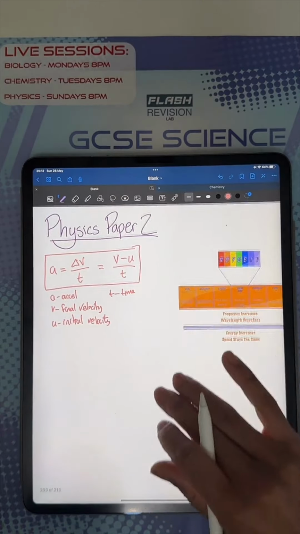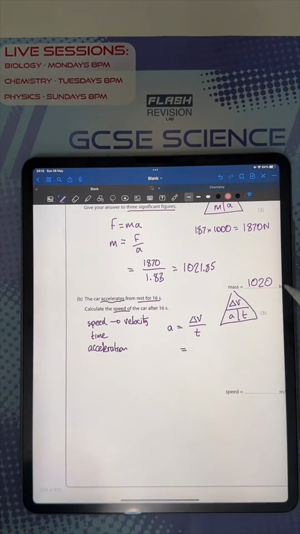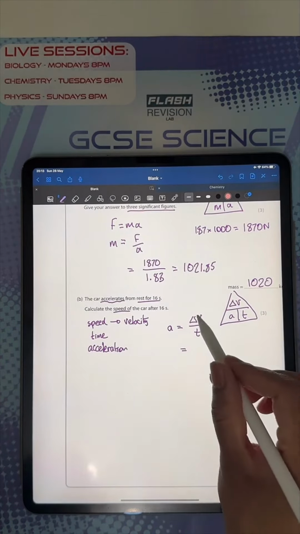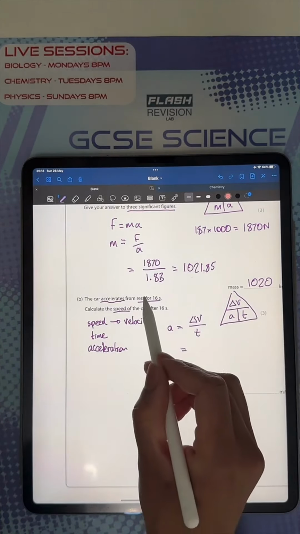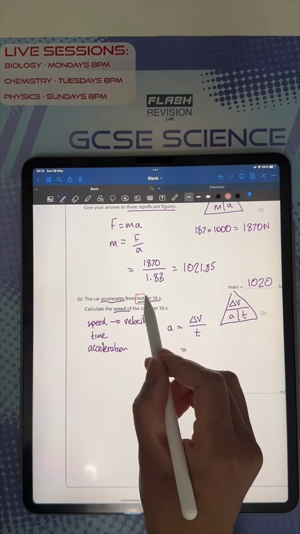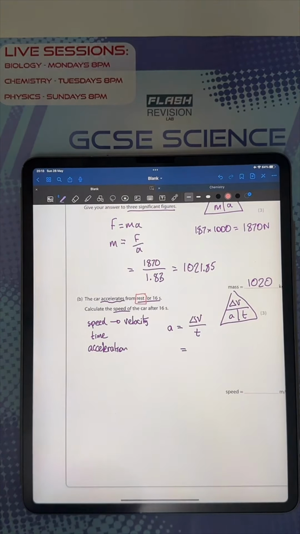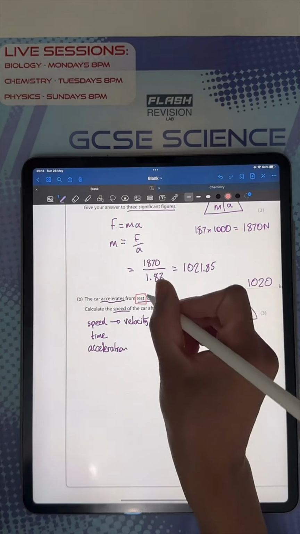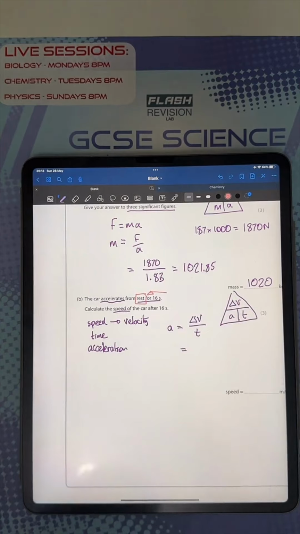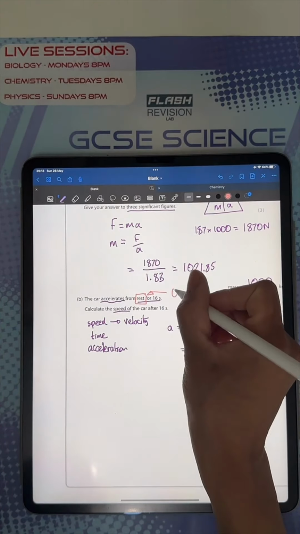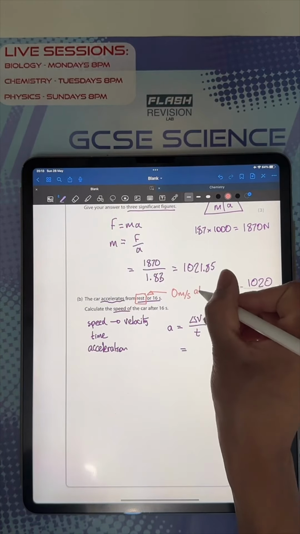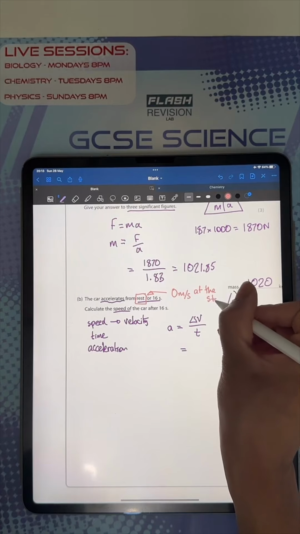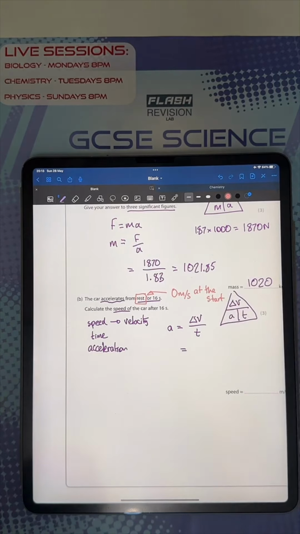Okay, so back to the question. If we've got delta v over t, we want to calculate speed. So we want to calculate the final speed, probably, isn't it? Because it accelerates from rest. If it's from rest, what does that mean? From rest means the speed is 0. Yeah. 0 meters per second. So 0 meters per second at the beginning, at the start. So we know the initial as 0.